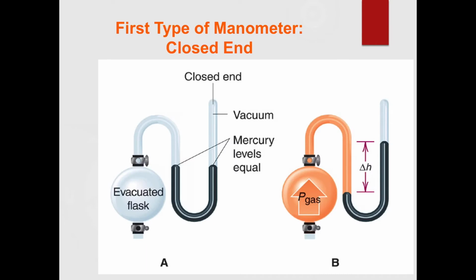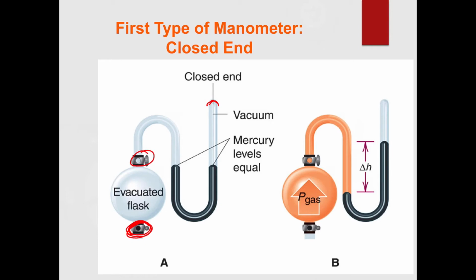So other ways to measure pressure is a manometer. We have two different types of manometers that we can look at. One of them has a closed end here, and this is under vacuum, kind of like the vacuum that we were talking about earlier. And we'll start with our mercury levels being equal. And then when I open this stopcock here, and I let in some gas, then I can open this other stopcock and measure the pressure of the gas.